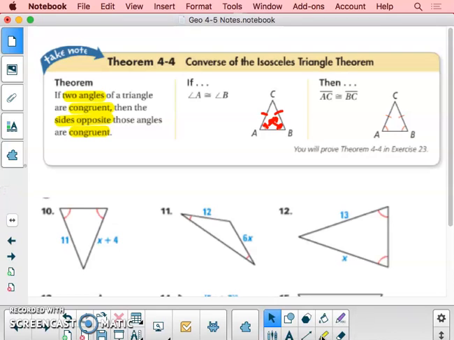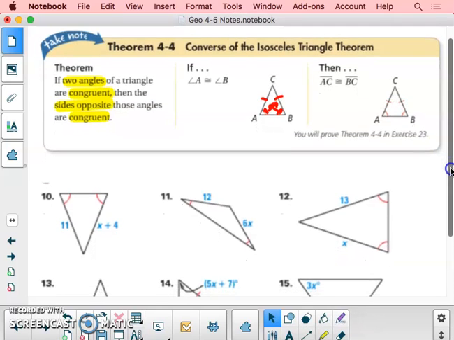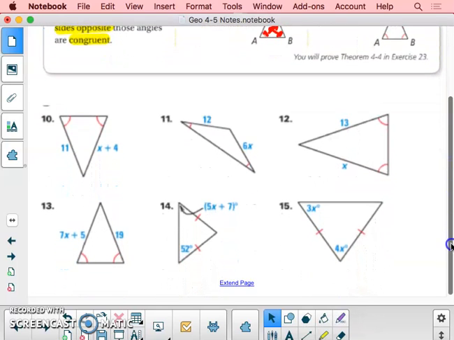Isosceles triangles will have two congruent base angles and two congruent sides. It doesn't matter which one you see first. So in that manner, if I see on number 10 right here that these two angles are congruent, that means these two are the base angles.